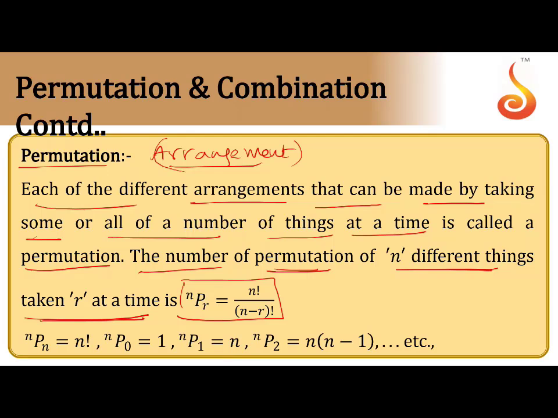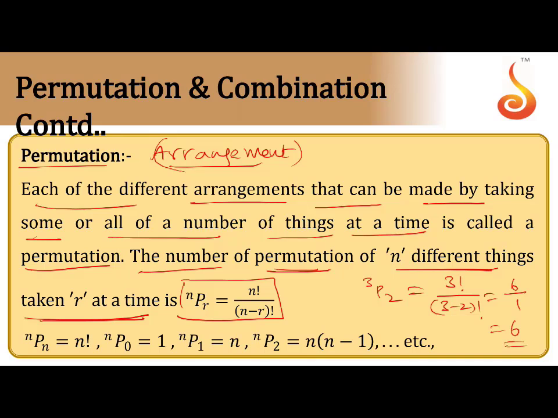Suppose there are 3 objects and you can select 2 objects. It can be done in 3P2 ways. So what is the answer? 3P2 means 3 factorial by 3 minus 2 factorial. 3 factorial is nothing but 6. 3 minus 2 is 1. 1 factorial is 1. That means 6. That means the number of ways of arranging 2 objects taken from 3 is 3P2, which is equal to 6 only.